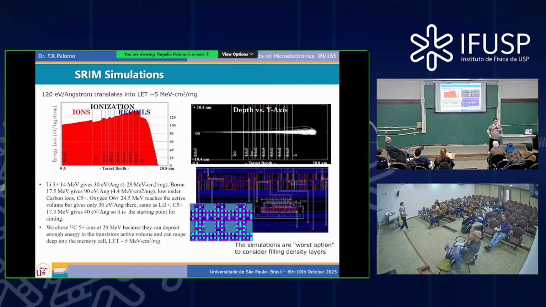The point was we want to go to the Zagreb facility because they have a good microprobe, they have a good PIXE. We need to know, with their panoply, with the set of ions available, if those ions were energetic enough to reach through the metallization layers up to the active zone. So carbon 12 with state of charge of 5 at 20 MeV gives us a LET of 5 MeV. So we were happy and we went there.